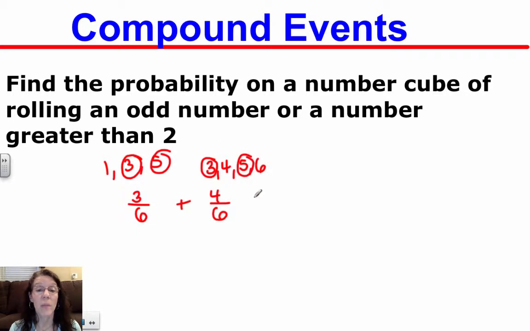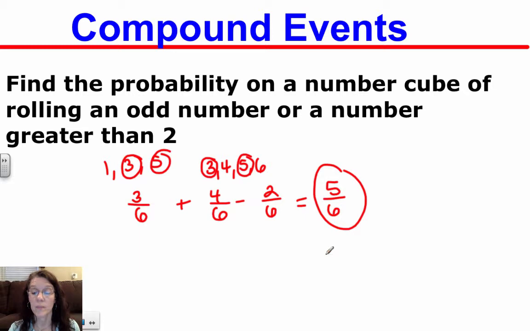So how much overlap do we have? Well, we have 2 that are in both groups, so we need to subtract out those 2. 3 plus 4 is 7, minus 2 is 5. You have a 5 in 6 chance of rolling a die and getting an odd or a number greater than 2. Well, if you think about that, 2 is the only one that doesn't meet one of those two conditions. You have a 1 in 6 chance of getting a 2, so 5 in 6 is the remaining. And that's our answer. These are not mutually exclusive. These are inclusive. You have to remember to subtract that overlap.